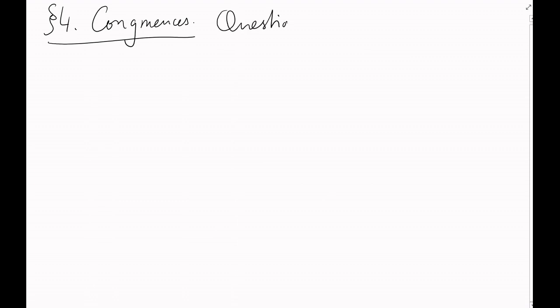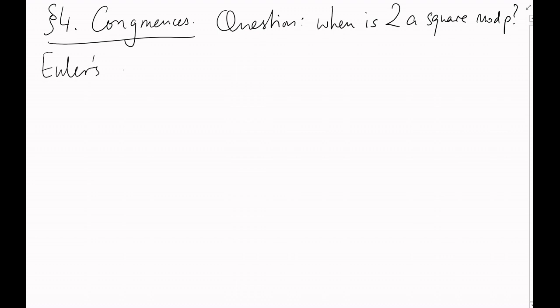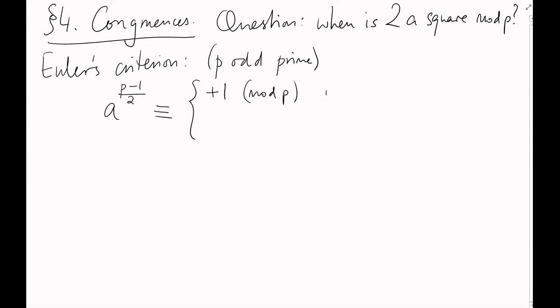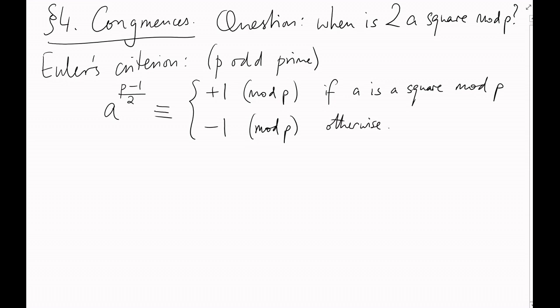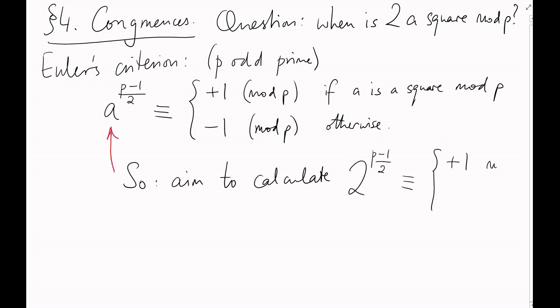Section 4. Congruences. To fully understand how primes factorize in Z adjoin root 2, we need to know the following. When is 2 a square mod p? So, let me remind you of Euler's criterion again. Provided p is an odd prime, the number a to the (p minus 1)/2 is congruent to 1 mod p if a is a square mod p, and is congruent to minus 1 mod p if a is not a square mod p. So, our aim is to calculate 2 to the (p minus 1)/2 mod p, which will be either plus 1 or minus 1, and we need to calculate this for every p.